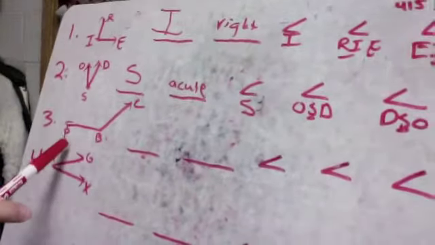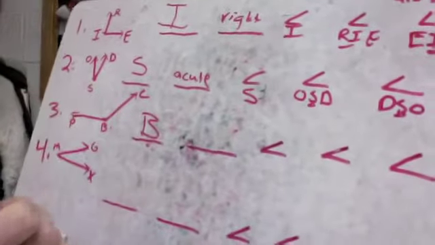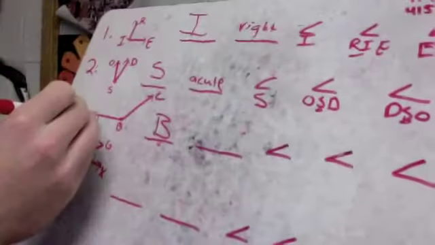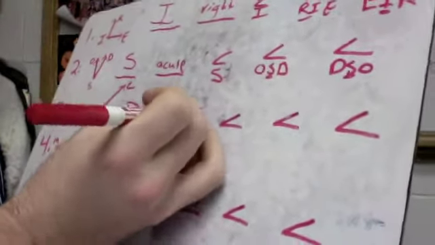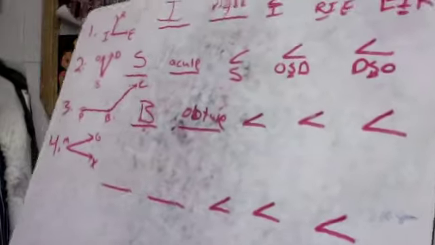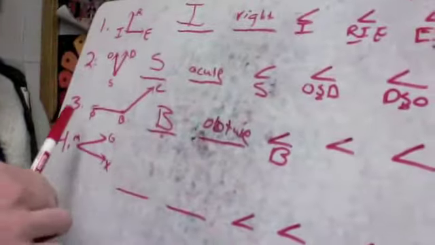Number 3, vertex is B. It's where the two rays come together. First of all, this would be an obtuse angle. It's definitely a wide open angle, so it's going to be obtuse. And then we could call it angle B. We could call it PBC, or we could call it CBP.